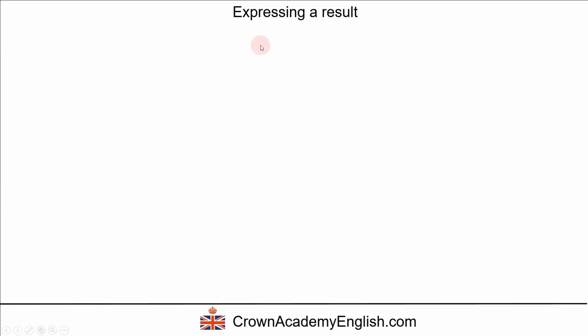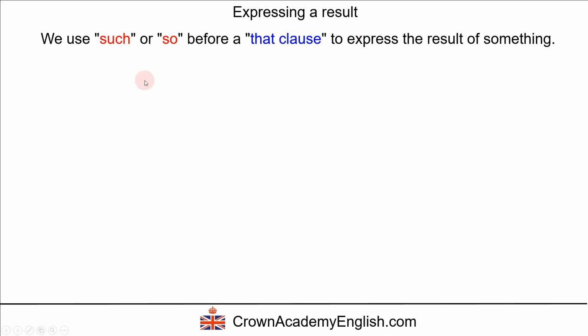Finally, expressing a result. So how can we use so and such to form a more complex sentence? Well, we use such or so before a that clause. Okay, before a that clause to express the result of something. So let me give you some examples.